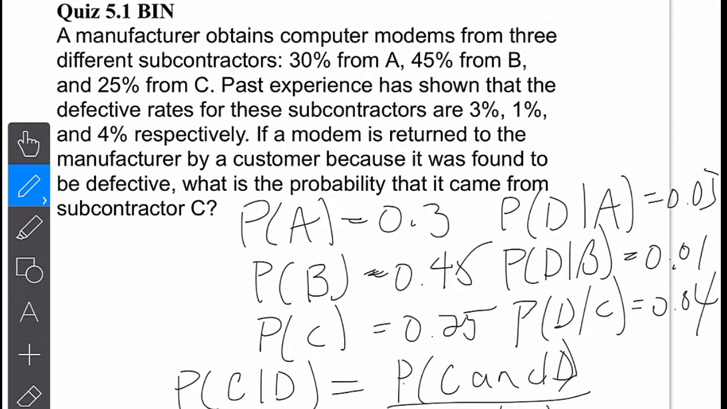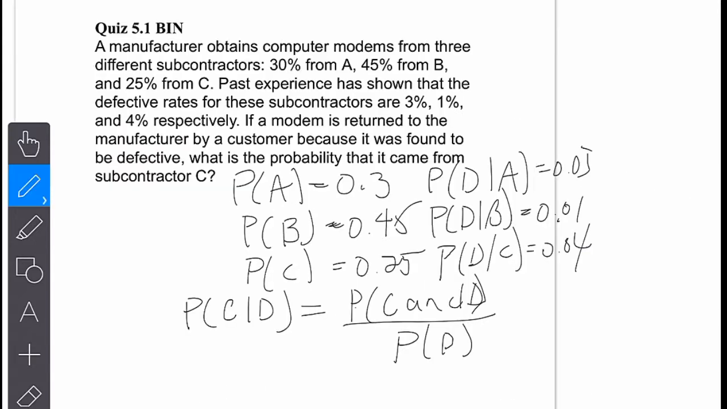you have to expand this. You have to expand both because you don't have that information. Right? What you have I've put up here. So you need to expand this with what you do have. And that is the probability of C times the probability of defective given C.